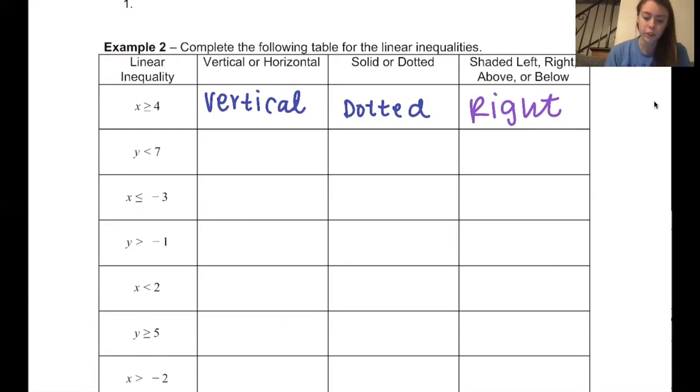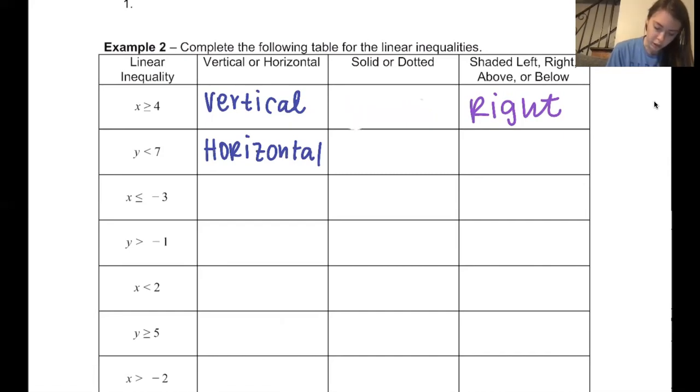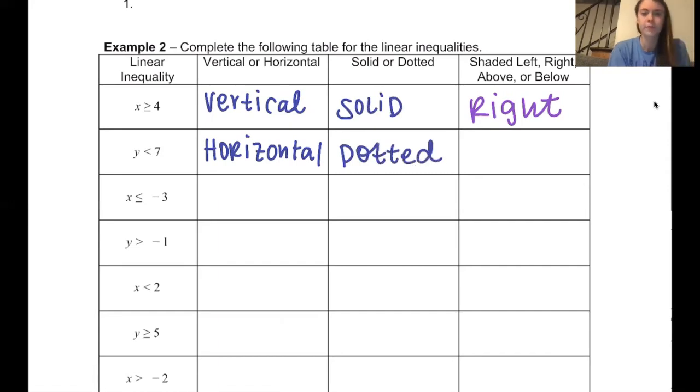If you guys want to try some of these on your own, you can. But this next one, since it's a Y value, means it's going to be horizontal. Since it's a less than sign, not a less than or equal to sign, it's going to be, oh, sorry, one second. This one should have been solid. My bad. And this one is dotted. And then all of the Y values that are less than 7 are going to be below 7. So I'm going to write below.